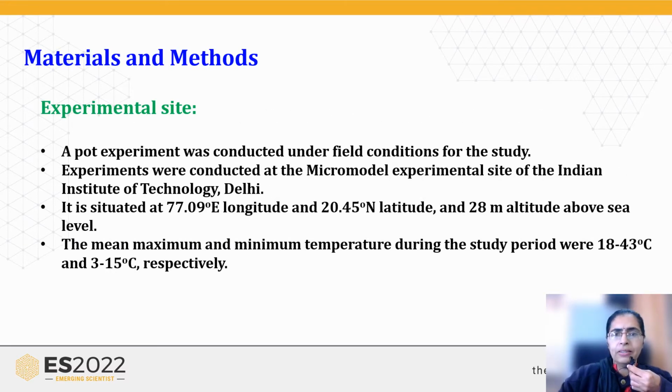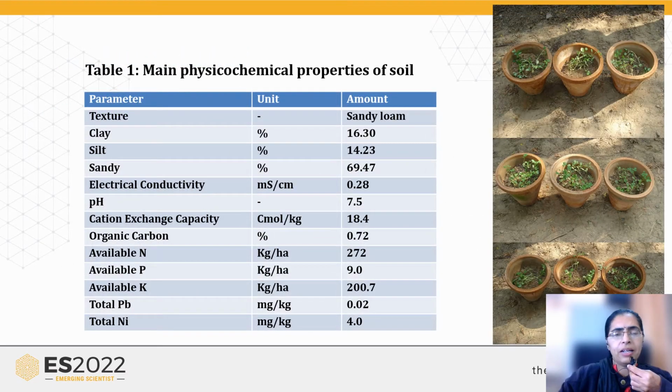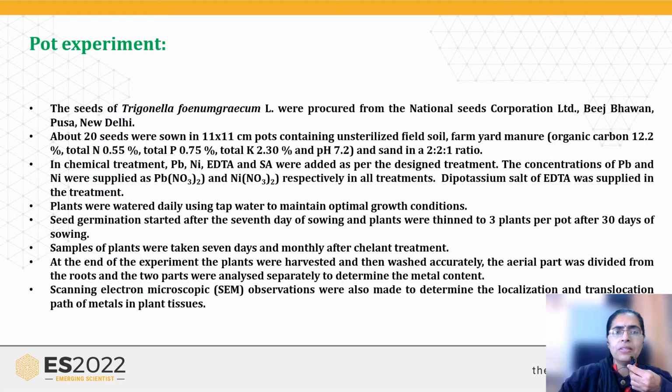The study was done under field conditions at the micromodel experimental site of IIT Delhi. These are the physicochemical properties of the soil. First, 20 seeds of fenugreek were sown in pots which have soil, farmyard manure and sand in a ratio of 2:1. In chemical treatment, lead, nickel, EDTA and salicylic acid were added as per the design treatment. Plants were watered daily using tap water.